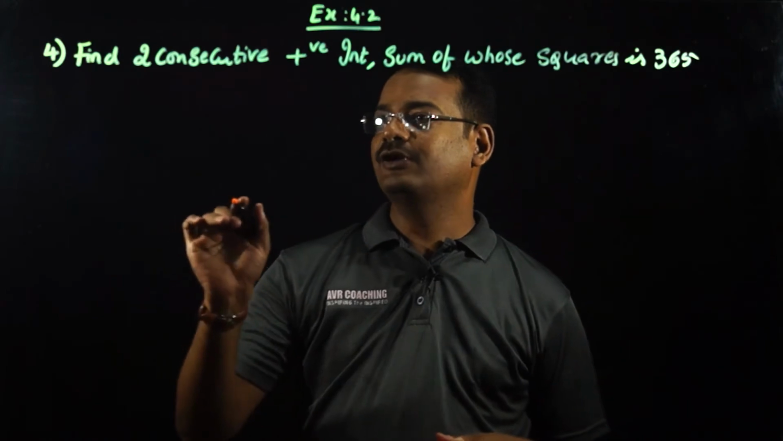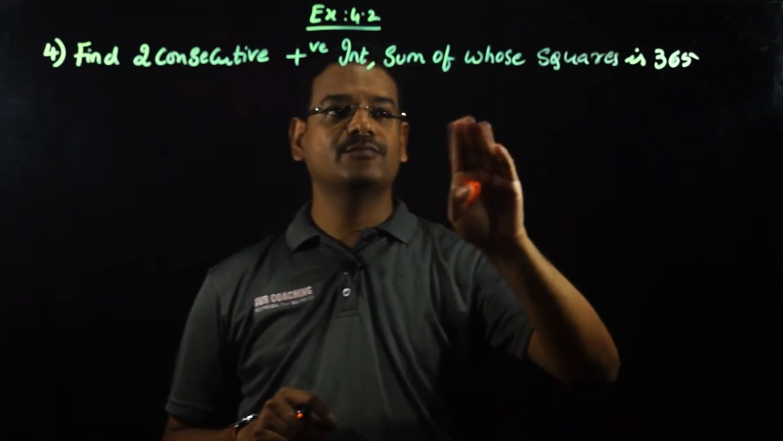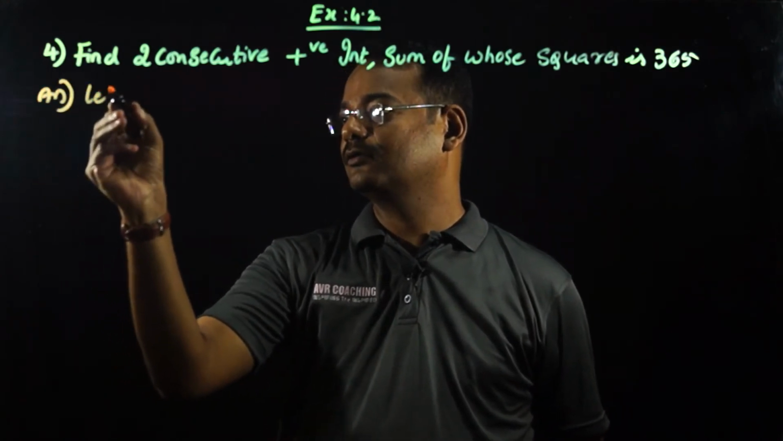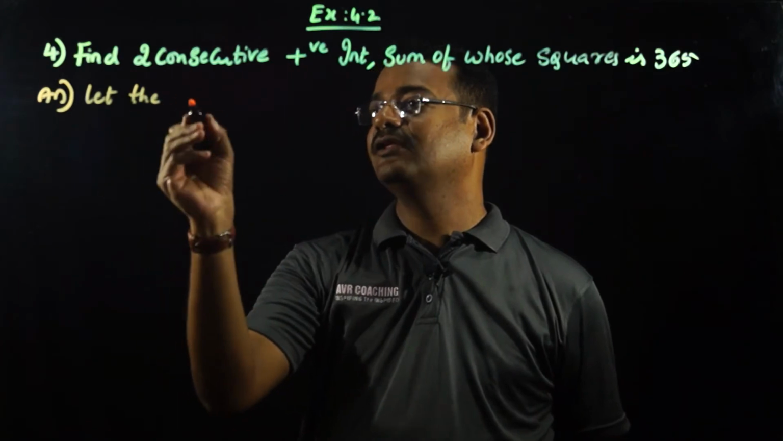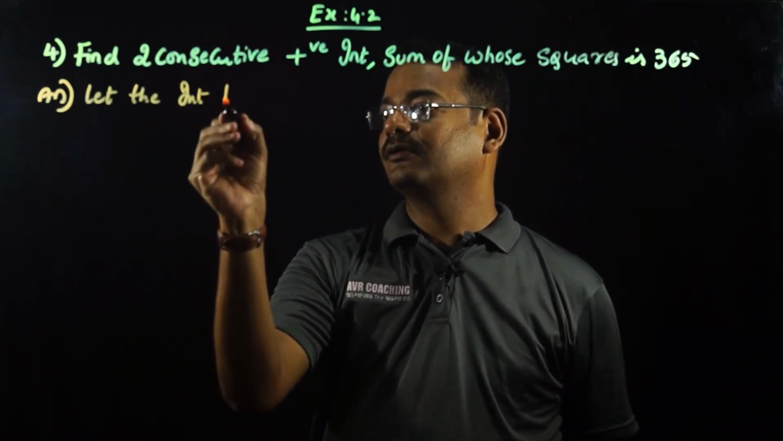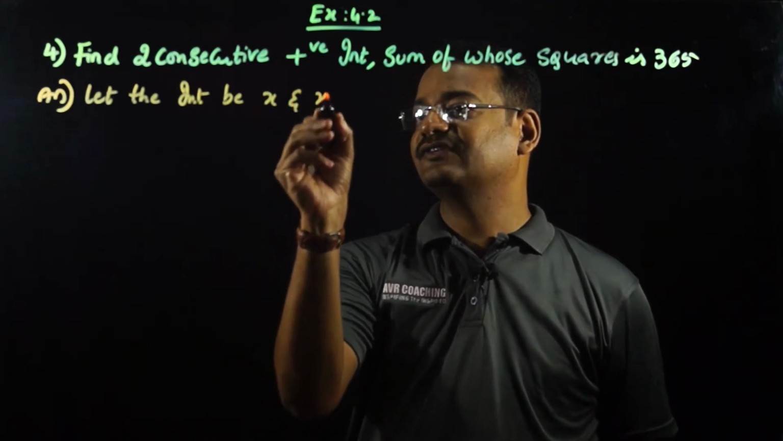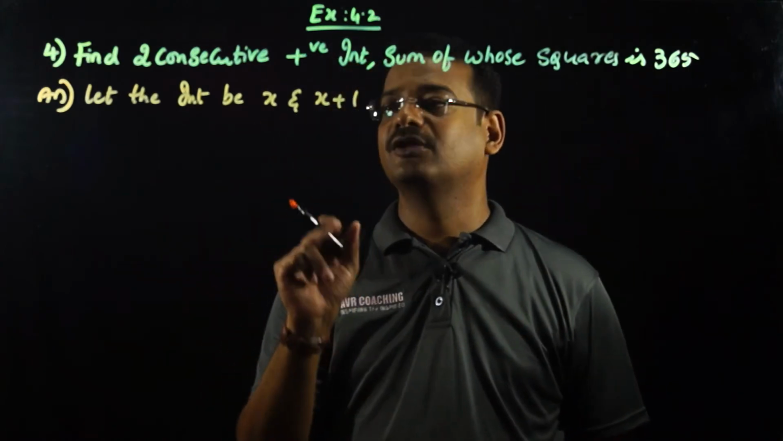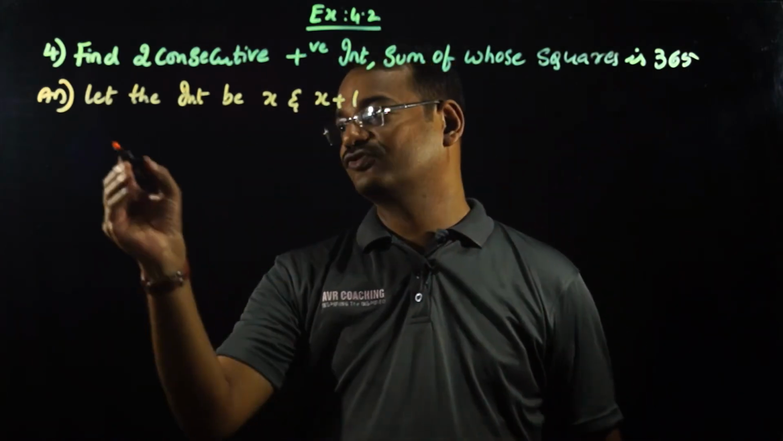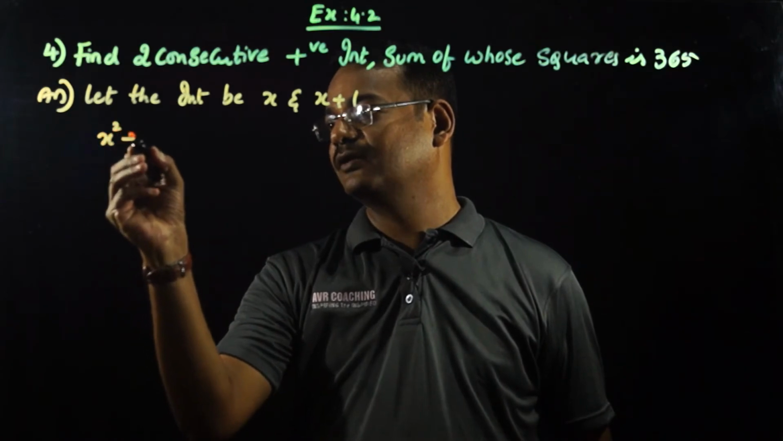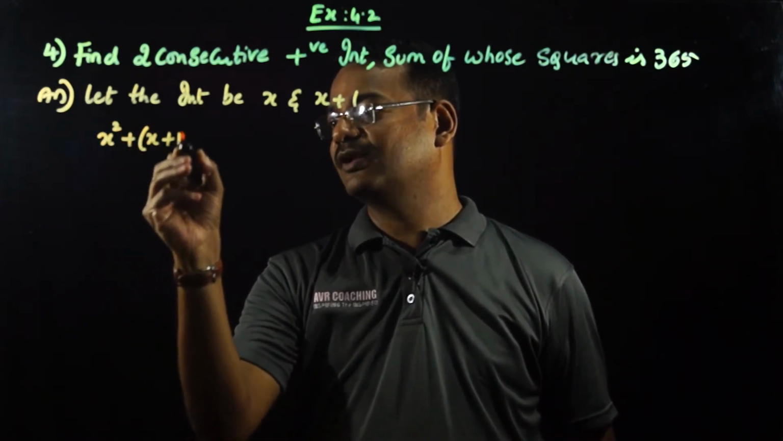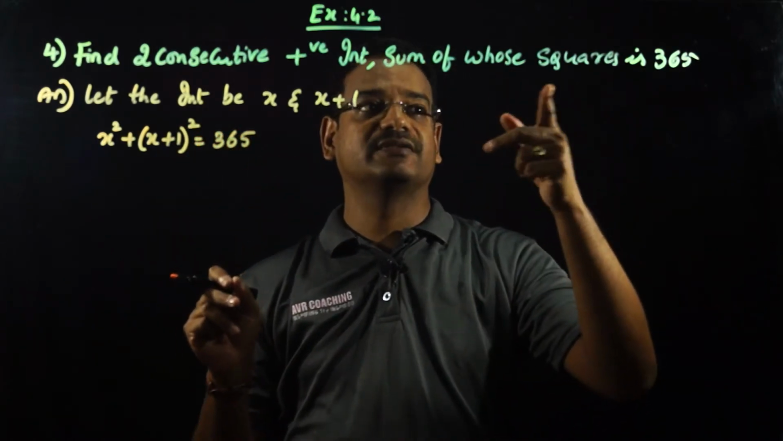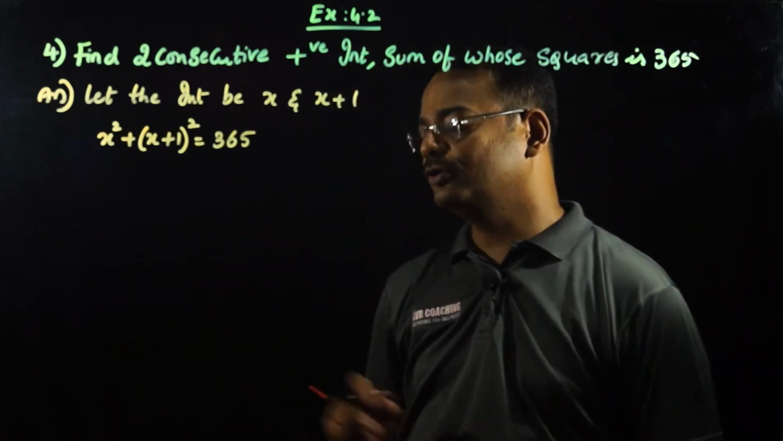Fourth problem, find two consecutive positive integers, sum of whose squares is 365. So let the integers be x and x plus 1, because he is asking for consecutive integers. The condition is sum of their squares. Sum of squares, x square plus x plus 1 whole square is equal to 365.